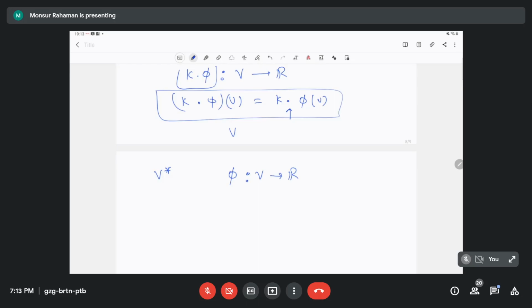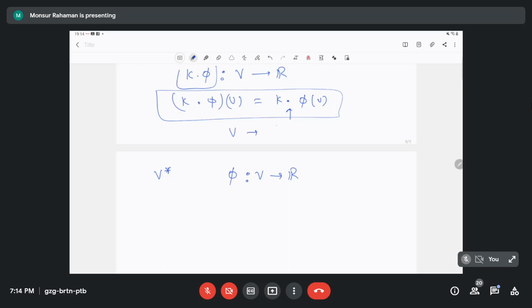If there is no V, you cannot say that there is a V star dual space. So you have to start from V, then you will find V star. This is a dual space, you can say. So now you have to find the basis vector of V star, and to find the basis vector of V star, you have to start from V. You have to start from V means you have to take the basis vectors of V first.